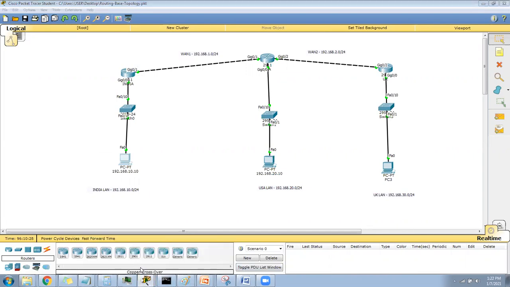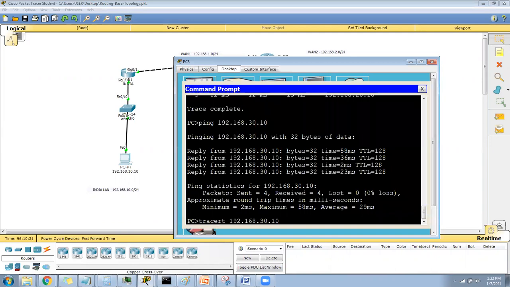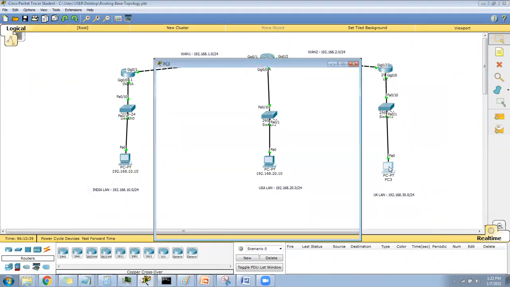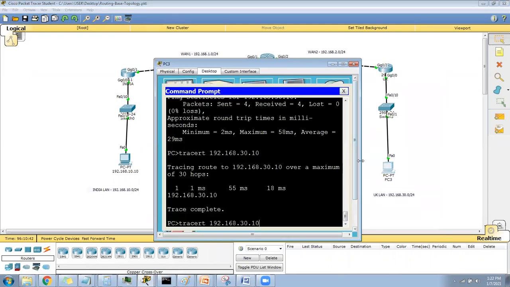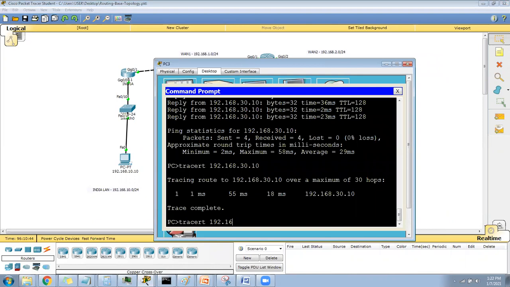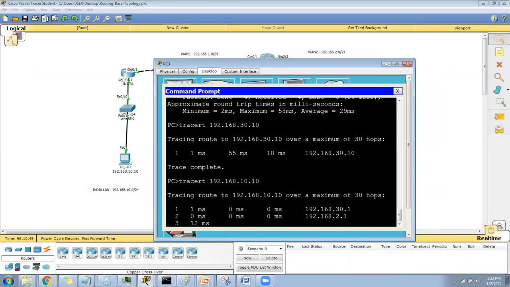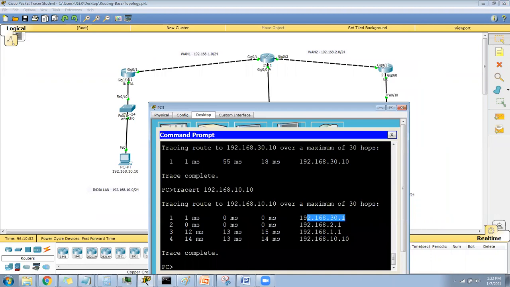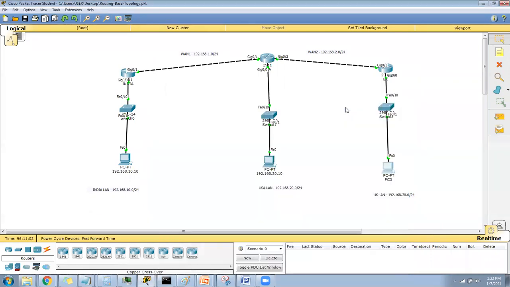Let's see on PC3. Let me open the same machine. PC3 only, right? So traceroute to 192.168.10.10. See here, whatever you said, the same, the command is the same. It reaches the gateway, then the first next hop, then the second next hop, and finally reaches here. Right? So this is static routing. Very, very clear.